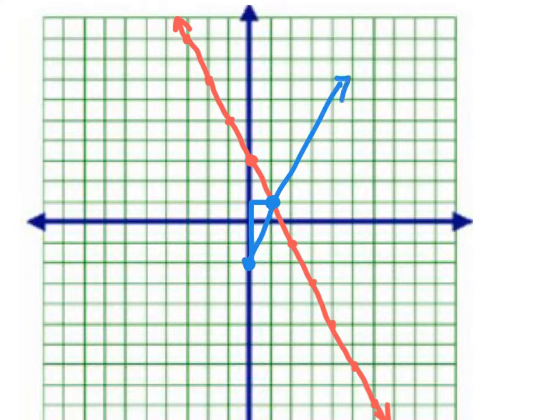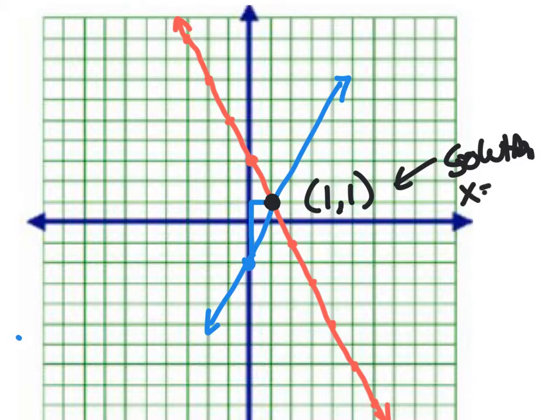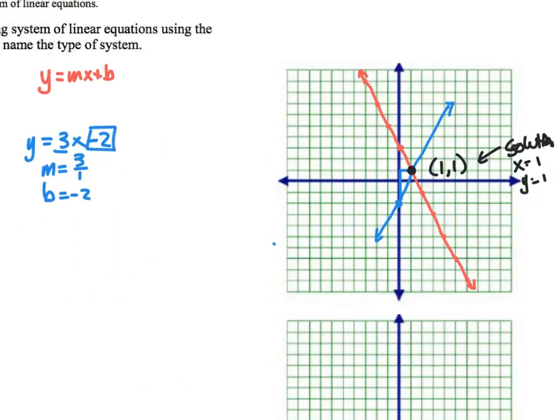And so I can plot those points. That intersection point is important, so we've got to write it down. We write down the point (1, 1). That's the point on the graph where they intersect. So this is my solution, and I know that x is equal to 1 and y is equal to 1. Okay, so look at the next one.